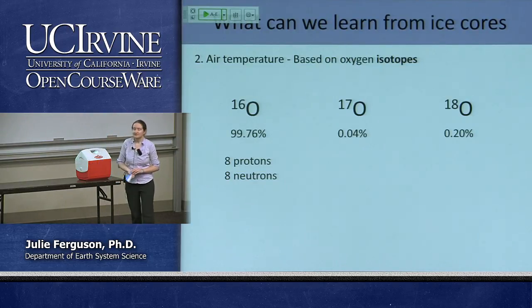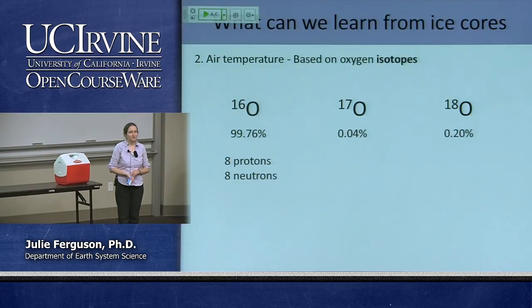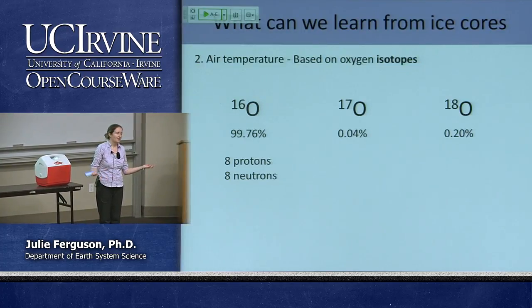What would we have in oxygen-17? How many protons would we have? 8. So how many neutrons would we have?